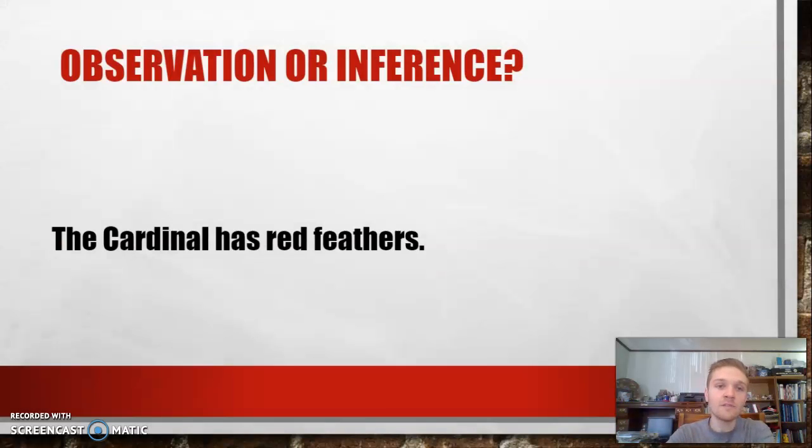Right, so let's just do some review here. We're going to look at a few statements and we're going to tell whether it's an observation or if it's an inference. Right, so the first statement here, the cardinal has red feathers. Is that an observation or an inference? The cardinal has red feathers. Observation or inference?